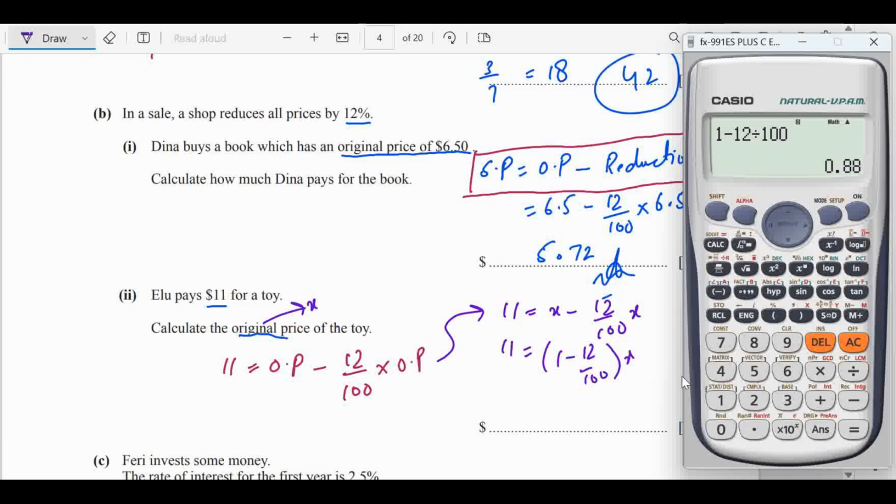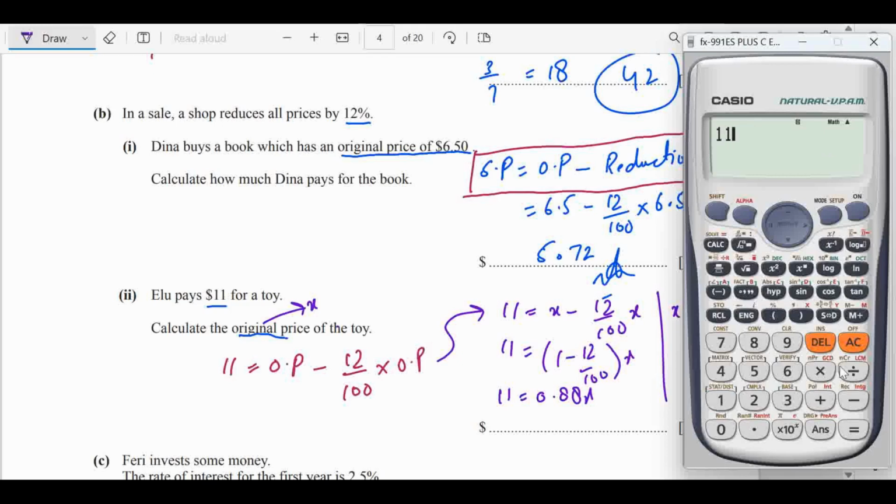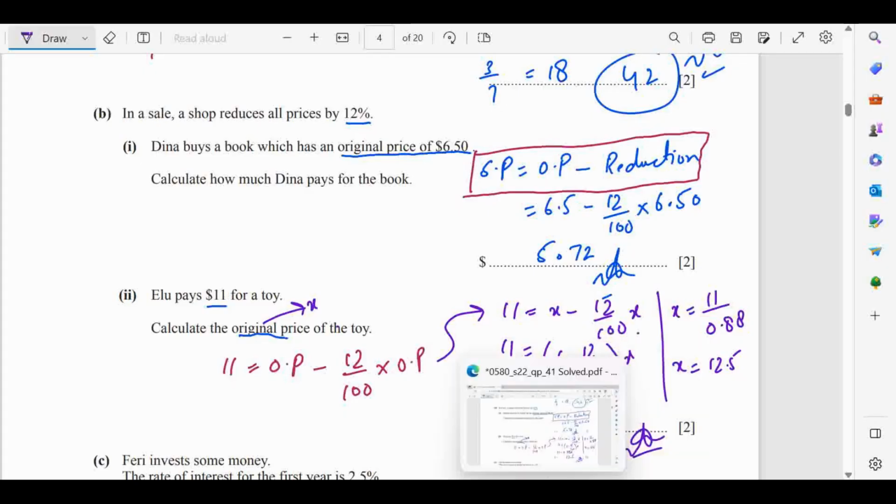So 11 is equal to 0.88x. So x will be equal to 11 by 0.88. So 11 divided by the previous answer, it will be 12.5. So x will be equal to 12.5. So 12.5 will be the original price, and this will be the final answer.